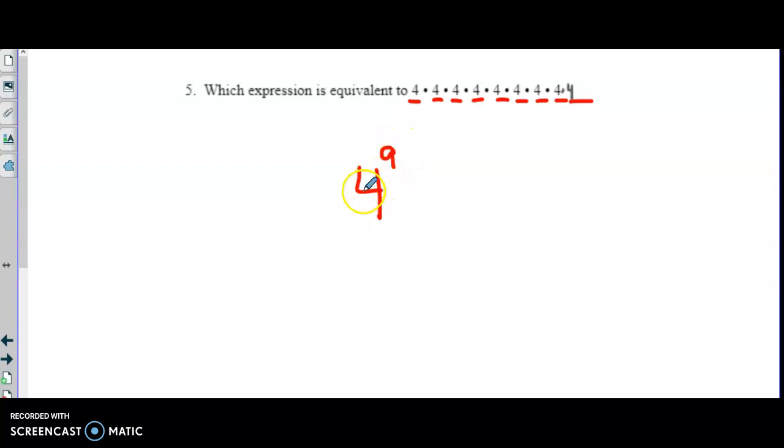If I rewrite this as 4 to the 9th power, that tells me to multiply 4 9 times, which is exactly what we're doing here. So I would rewrite that as 4 to the 9th power.